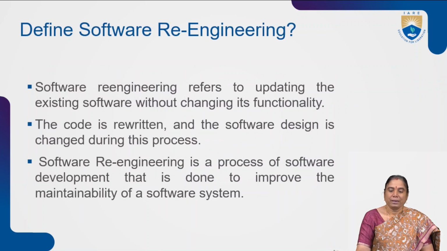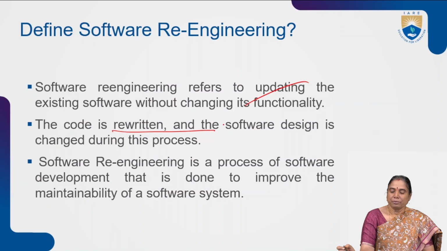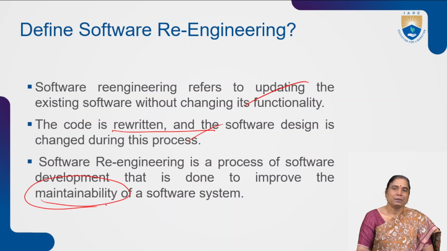Define software re-engineering. Software re-engineering refers to updating the existing software without changing its functionality. The code is rewritten and the software design is changed during this process. Software re-engineering is a process of software development that is done to improve the maintainability of the software system.